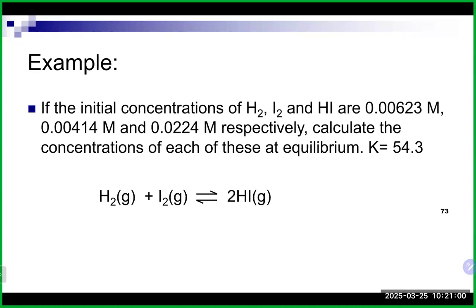Not easy. Test your math skills now that you're warmed up. All right, so we got initial concentrations of H2, I2, and HI: 0.00623, 0.00414, and 0.0224 respectively for H2, I2, and HI. Same equation, same K value. We're looking for everybody's equilibrium concentrations. This might require some math, I would think. I'll grab myself a piece of paper and see how I do.